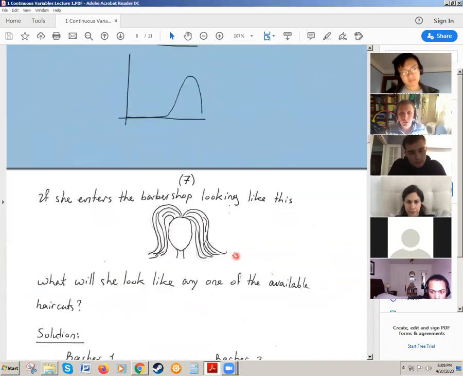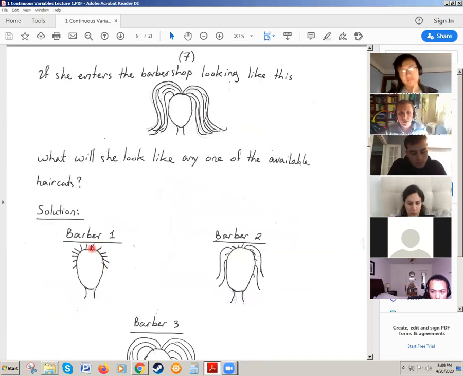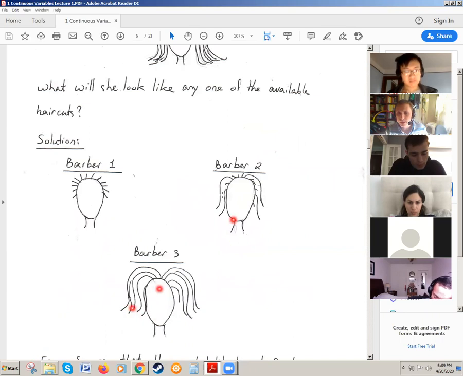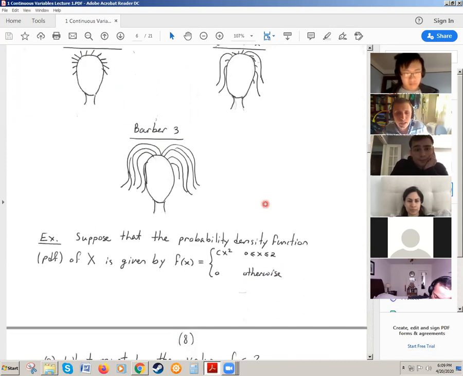So if the girl has this nice flowing hair, after barber 1, she will look like this. After barber 3, essentially just shorter hair, but after barber 2, my God, some hairs are short, some hairs are long, terrible haircut. Okay, so wonderful. That's just simple, right? Now let's do calculations.